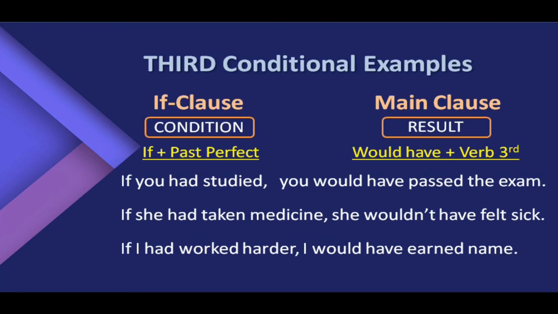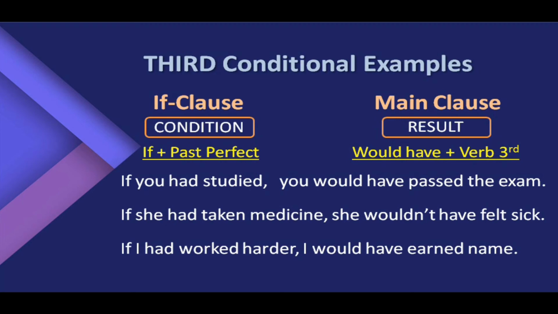Now we have certain examples of third conditional. Again, we have if clause and when clause. There are two parts of a sentence. If clause is called the condition and the when clause is called the result. Now let's see the structure of third conditional. The structure of if clause is if plus past perfect. And the structure of when clause is would have plus verb third form.